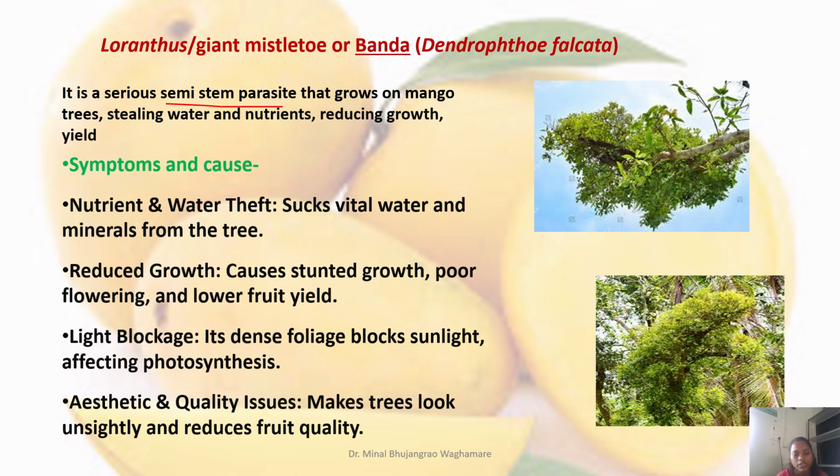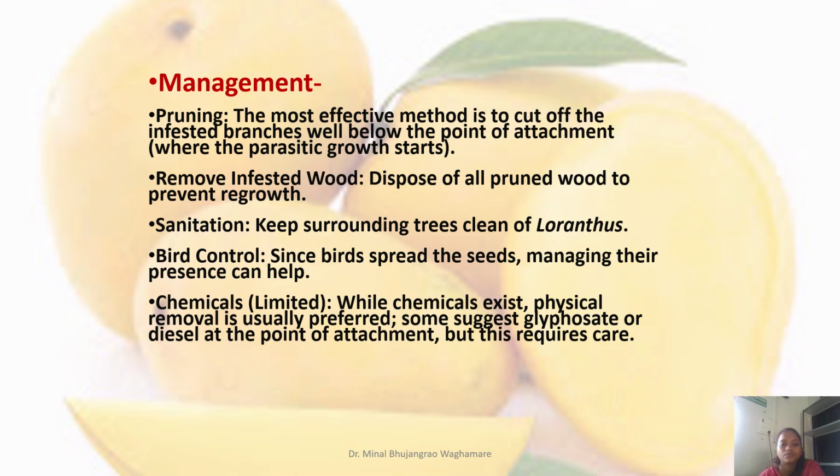So what are the major symptoms? It will suck the vital water and minerals from the tree, that is mango, and this leads to stunted growth, poor flowering and lower fruit yield of the mango. Because it grows very vigorously, it also blocks the sunlight and affects the photosynthesis of the mango crop. It also reduces the aesthetic quality of the tree, which is generally not preferred by customers, and it also reduces the fruit quality.